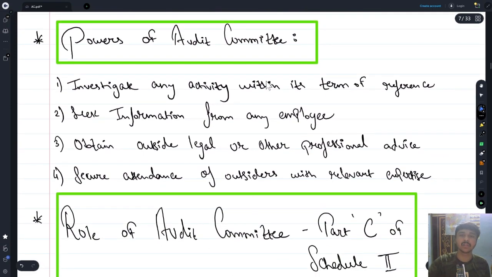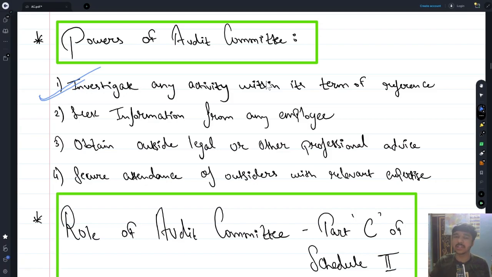Now comes the powers of the audit committee. What can the audit committee do? Obviously, the audit committee can go into any matter in any depth. So it can investigate any activity within its term of reference. Obviously, they cannot ask a company why you are producing this product and not the other product. That's not their term of reference. But they can surely ask why this related party is being favored and why this third party is not being favored. So yes, they can investigate any matter.